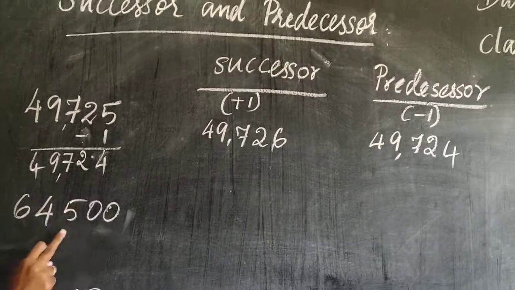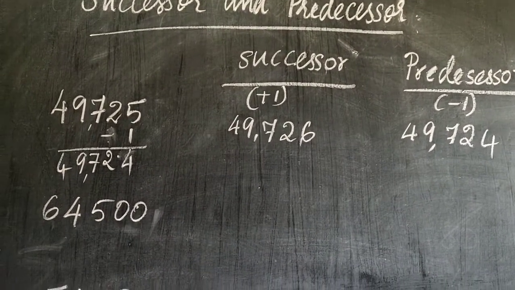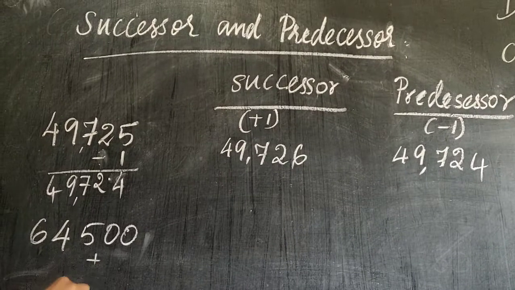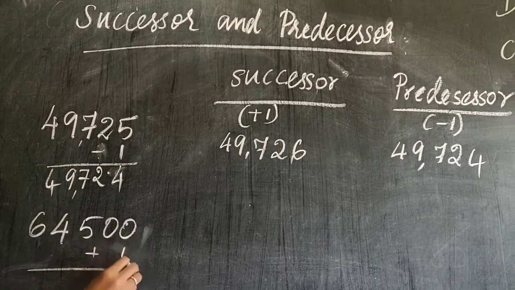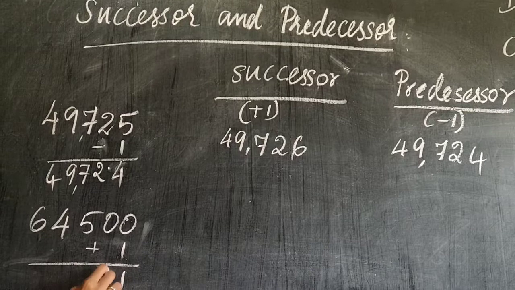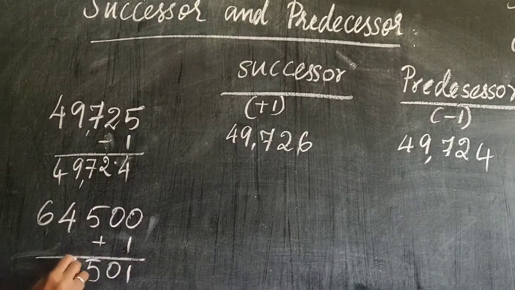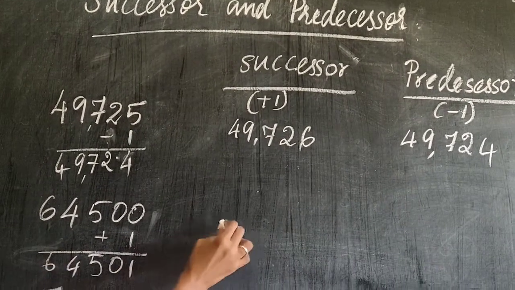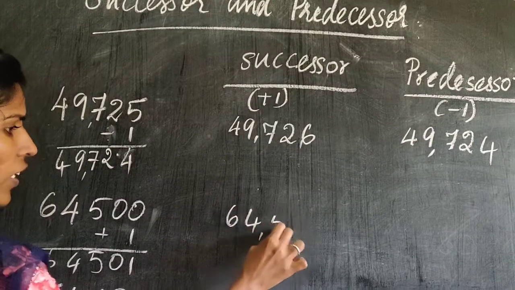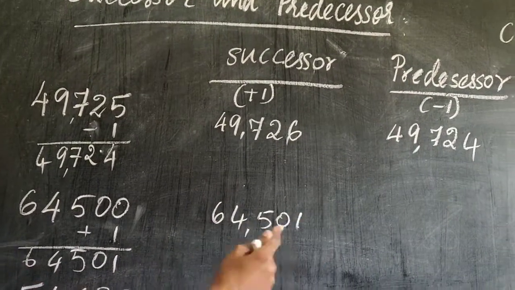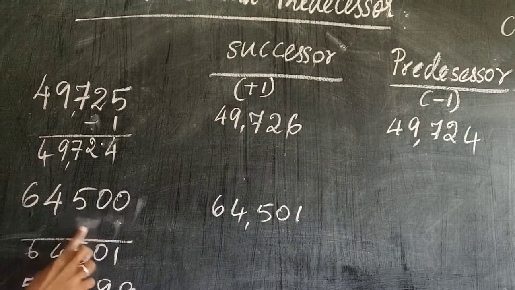But suppose in this case, how do we find the successor? The successor will be easy for you. You will just add 1 and put 6 4 5 0 1. So the successor will be 64,501. But to find the predecessor, you have to minus 1.